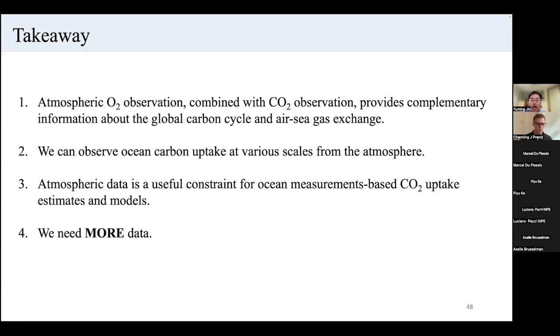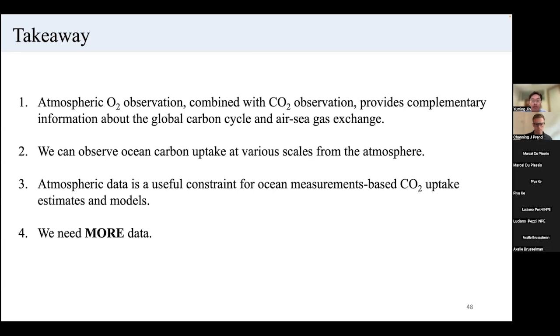I show that the annual CO2 uptake derived from oxygen observation is consistent with other estimates, including the pCO2 measurements, Earth system model, and atmospheric inversion. And for the last point, we do need more data. It's true for both the atmosphere and the ocean community.